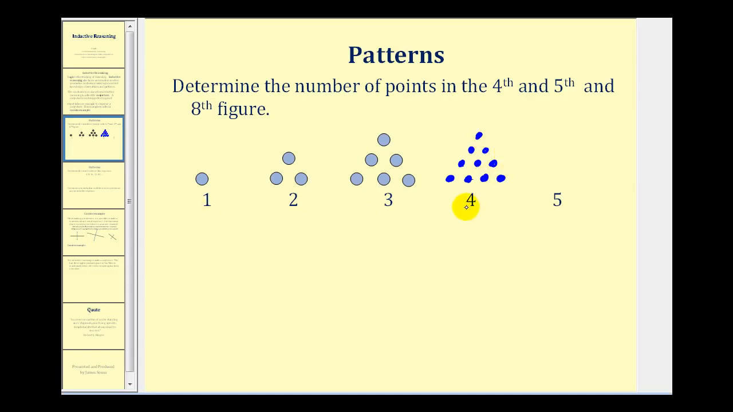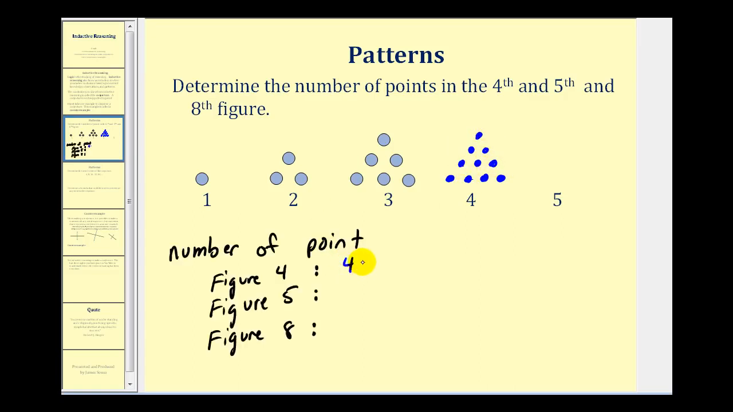So the number of points in the fourth figure would be 4 plus 3 plus 2 plus 1. This would give us 10 points. Following this pattern, we may not have to sketch figure 5 to know that the fifth figure would have 5 points in the first row, followed by 4, 3, 2, and 1, or 5 more points than the fourth figure, and that would give us 15. You can see the first integer is the same as the figure number, and then we add decreasing whole numbers until we reach 1.